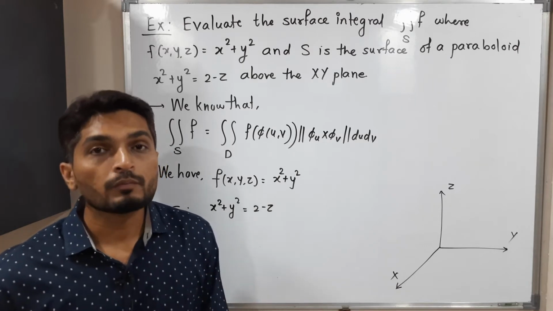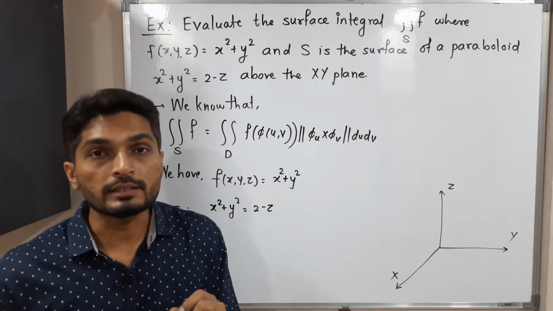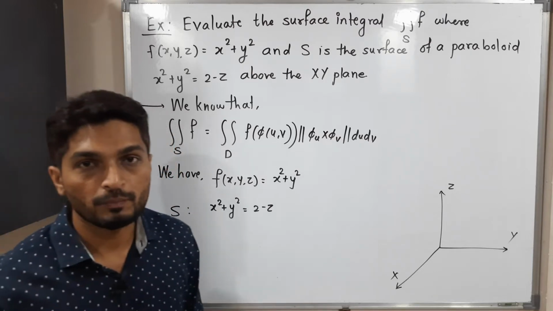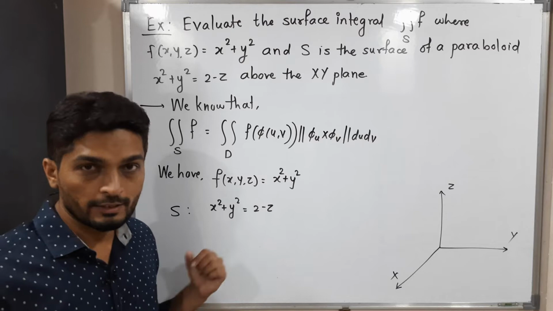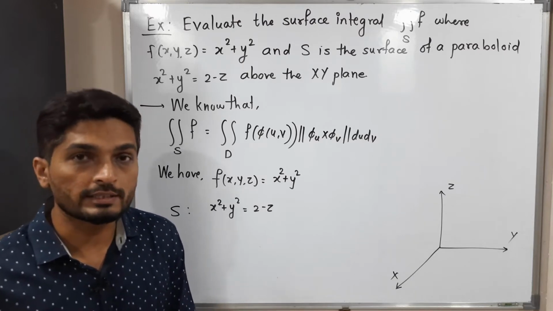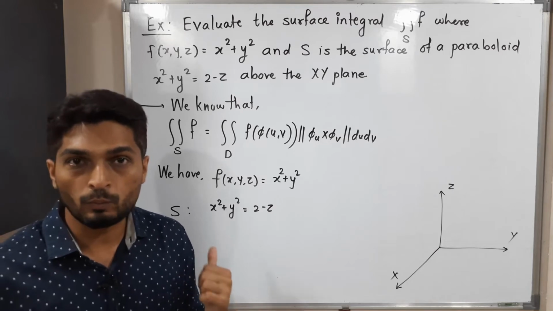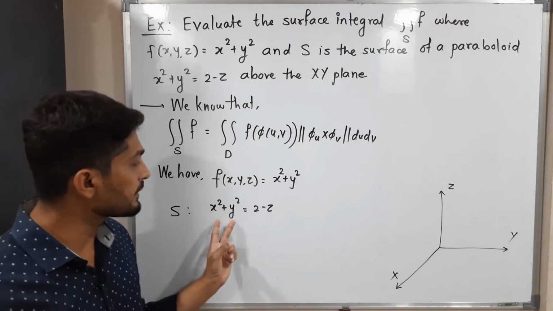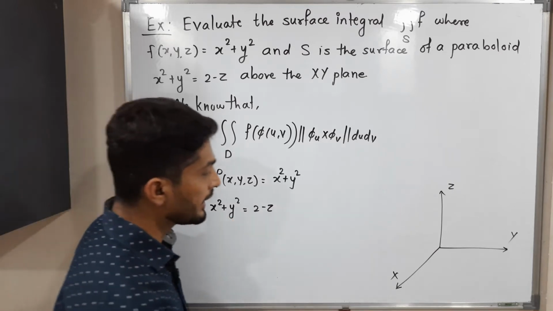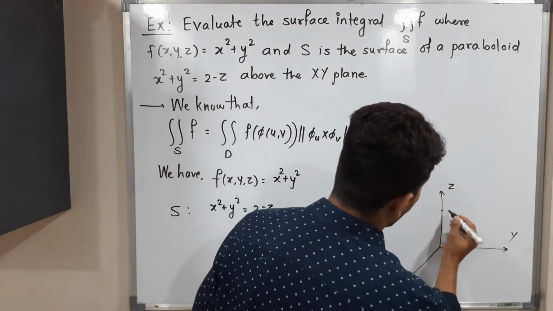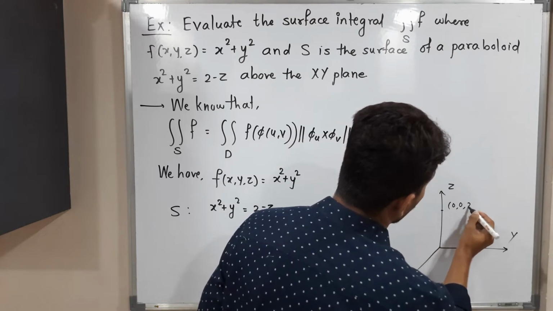So what will I do? Let us find at which point the paraboloid cuts the z axis. For that I will put x and y as 0. If I put x and y as 0 and solve, you can easily guess the value of z will be 2. That means the paraboloid cuts the z axis at the point 0, 0, 2.